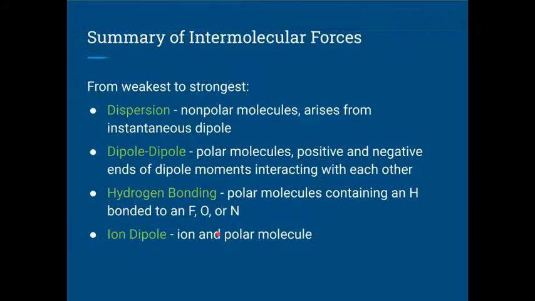So here's the summary of our intermolecular forces, from weakest to strongest. So first we discussed the dispersion force, and that's what non-polar molecules have, and it arises from instantaneous dipoles. Then all the rest of these are for polar molecules. So dipole-dipole, these are your polar molecules where the positive and negative ends of dipole moments are interacting with each other. Then hydrogen bonding, polar molecules containing a hydrogen bonded to a fluorine, oxygen, or nitrogen. And then you have the ion-dipole, where you have an ion and a polar molecule.